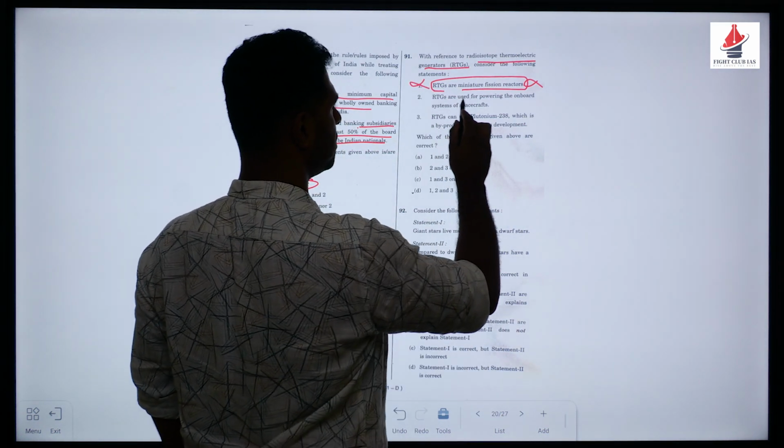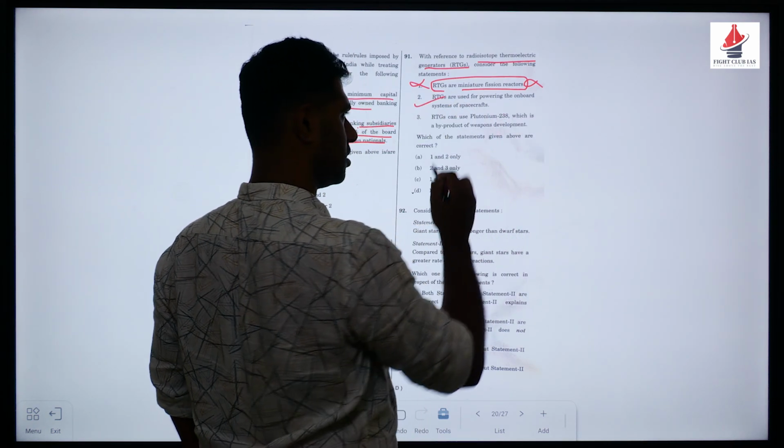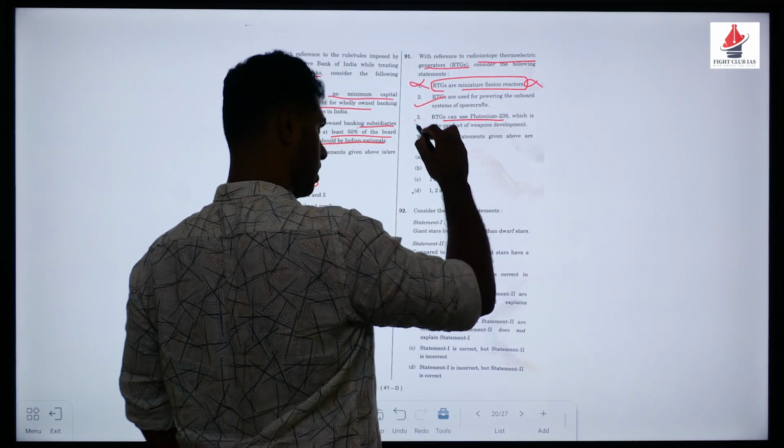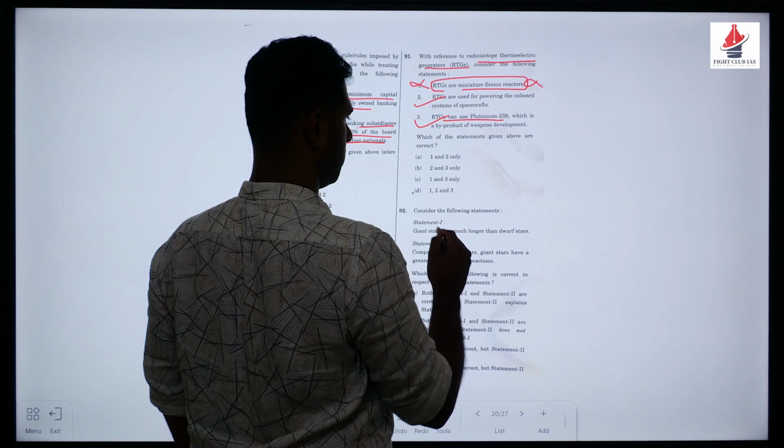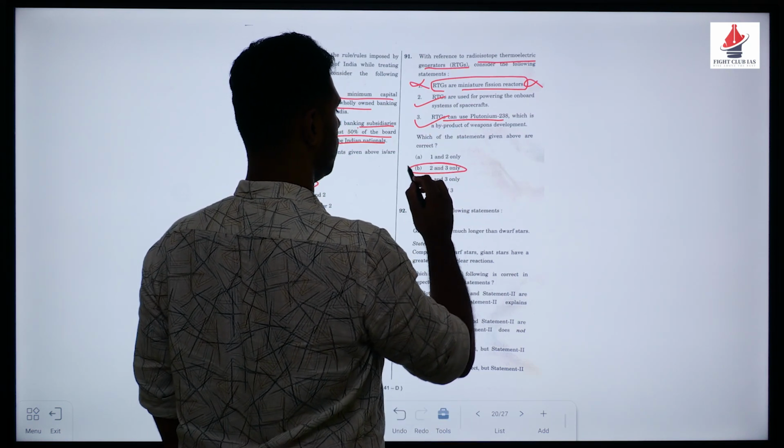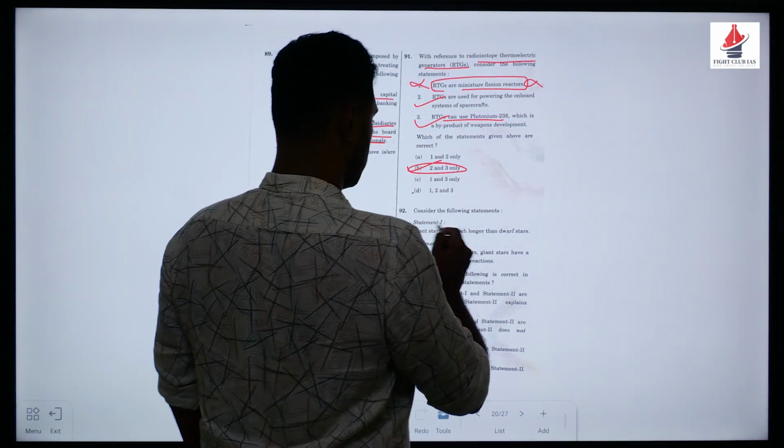This is wrong. RTGs are used for powering onboard systems of spacecraft. This is correct. RTGs can use plutonium-238. This is also correct, which is a byproduct of weapons development. So answer is 2 and 3 only. Right? Consider the following statements.